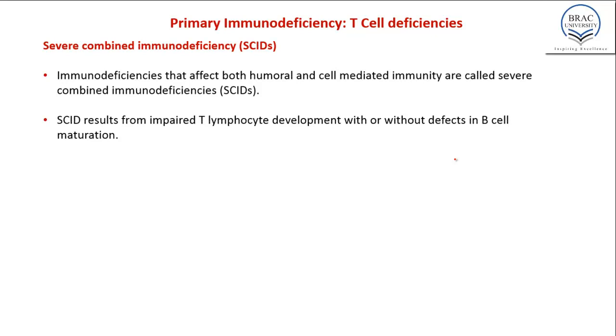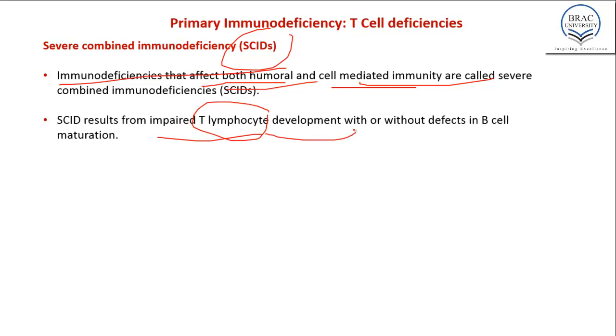So now let's talk about SCID or severe combined immunodeficiency. Immunodeficiencies that affect both humoral and cell-mediated immunity are called severe combined immunodeficiencies or SCIDs. SCID results from impaired T lymphocyte development with or without defects in B cell maturation. So in that case, B cells might work or might not work.